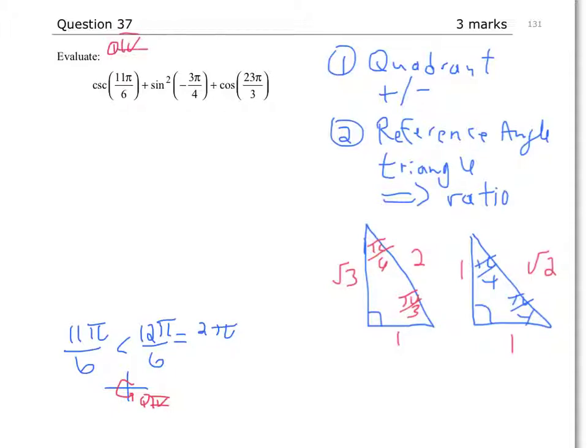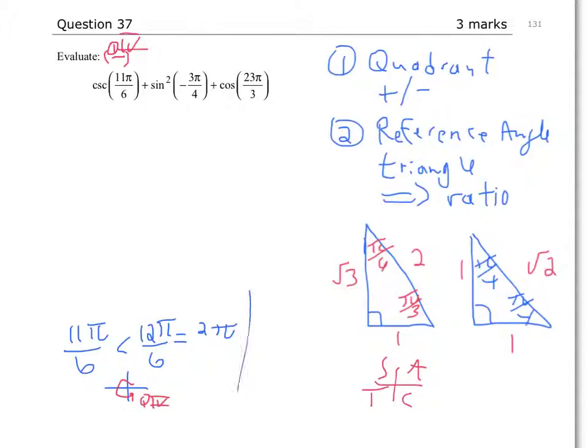And further to that, in quadrant 4, we remember all students take calculus. So cosine and secant are positive in quadrant 4. Cosecant would be negative. So I know I have a negative ratio. I'm going to continue on with the quadrant.